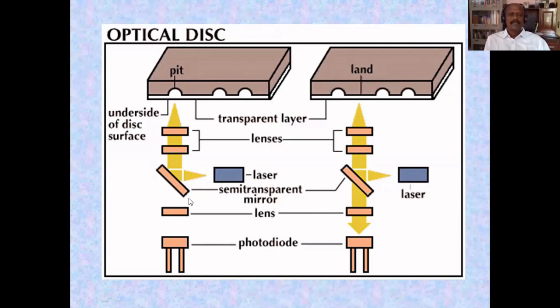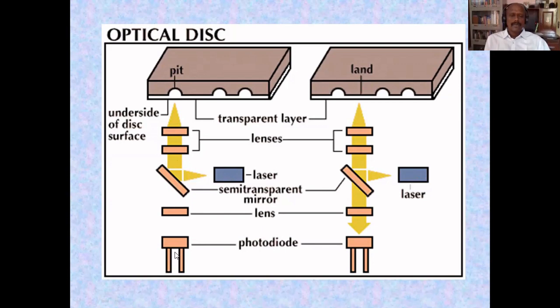For example, at the time of reading the data, the laser beam goes and is focused using a semi-transparent mirror towards the CD. The light, always a low density laser, is focused at this pit. When light falls in a pit, the light gets scattered into different directions. If it falls on a flat surface, it will be reflected backwards. So the pit will scatter the light in different directions, and the land will reflect the light in a backward direction. Wherever there is a pit, the light will not come in this direction.